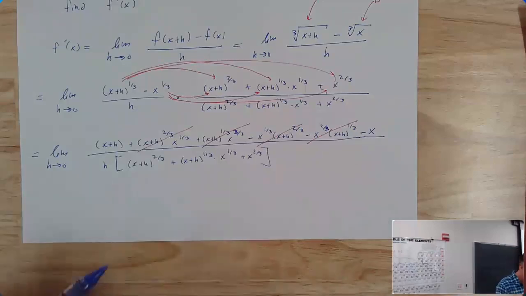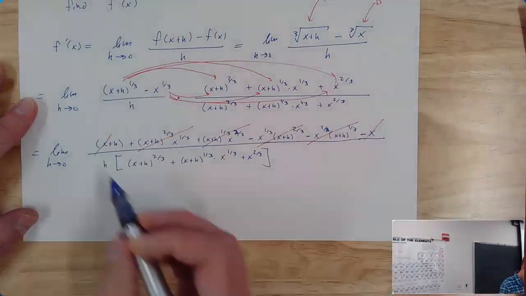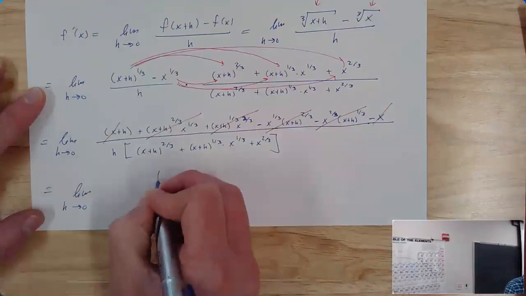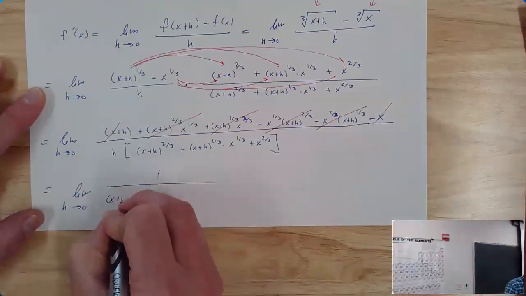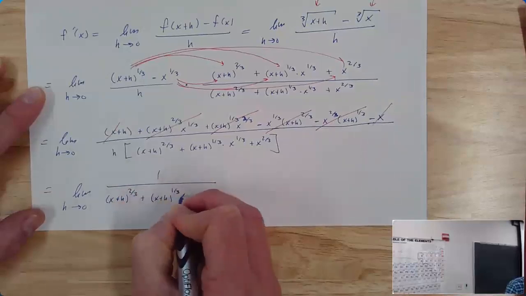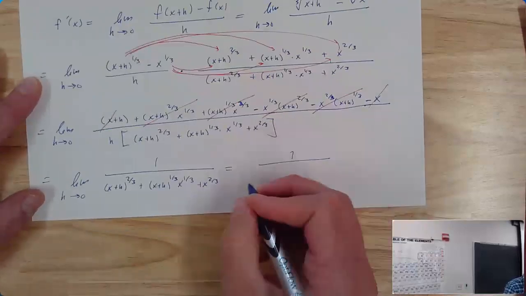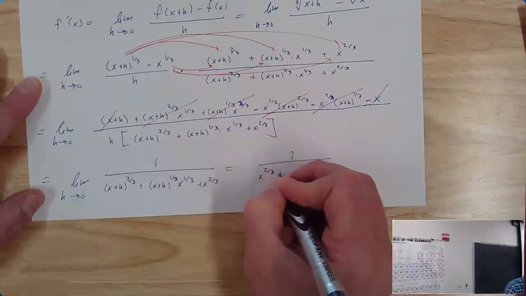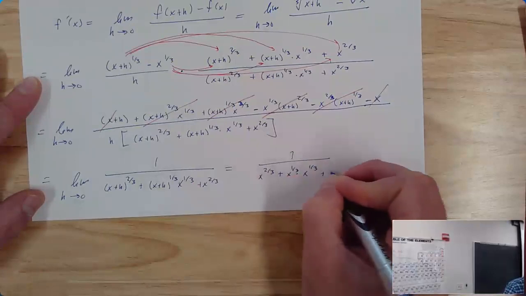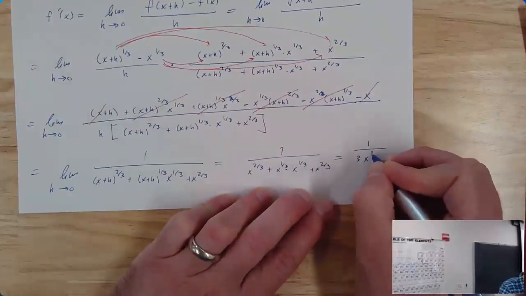So then look what we're left with. x plus h minus x. Oh, the x's cancel as well. h divided by h is 1. So we're left with the limit as h goes to 0 of 1 over x plus h to the 2/3 plus x plus h to the 1/3 times x to the 1/3 plus x to the 2/3. And that's going to equal 1 over x to the 2/3 plus x to the 1/3 times x to the 1/3 plus x to the 2/3, which is finally equal to 1 over 3 times x to the 2/3.